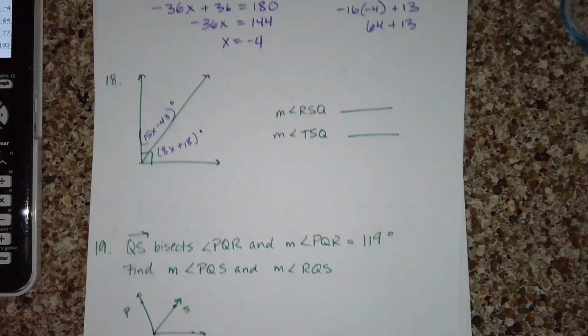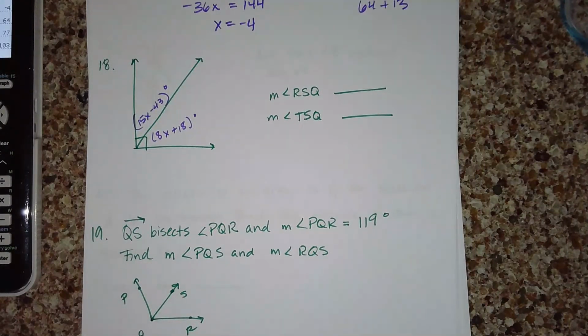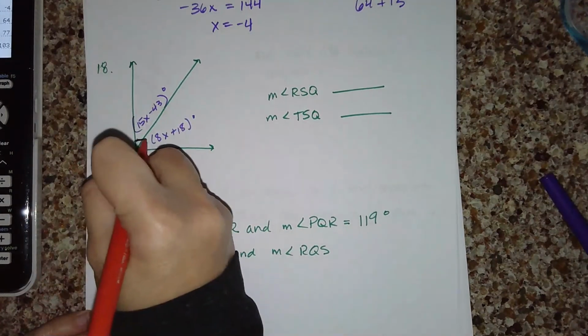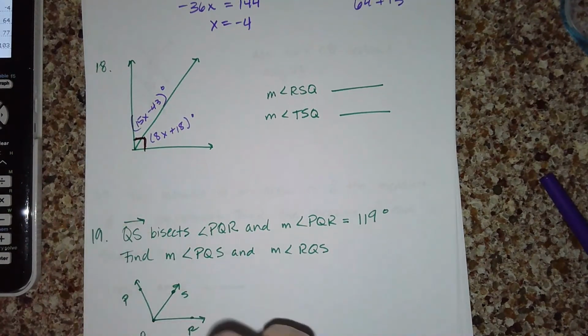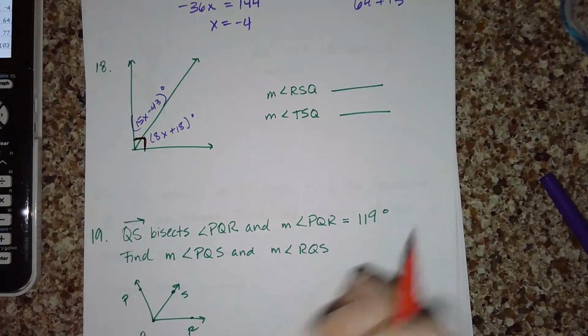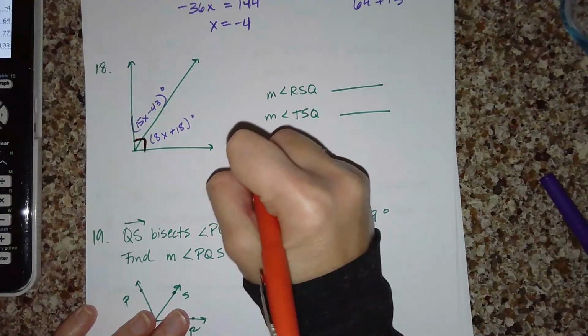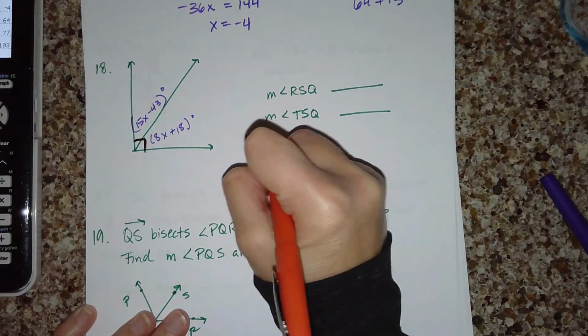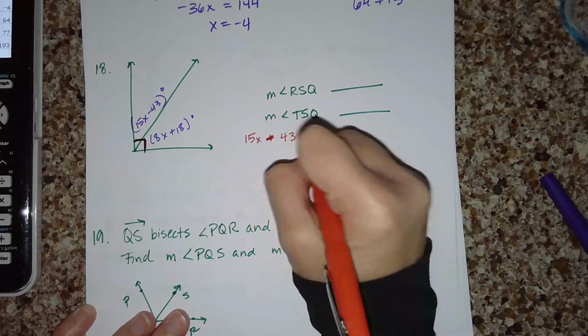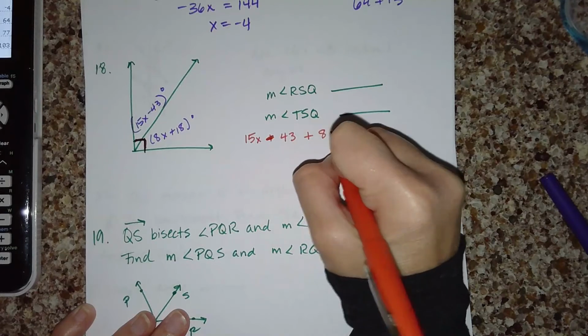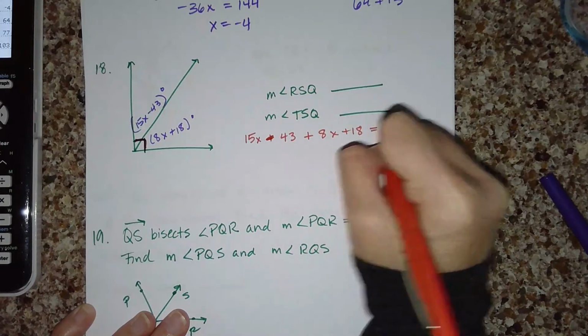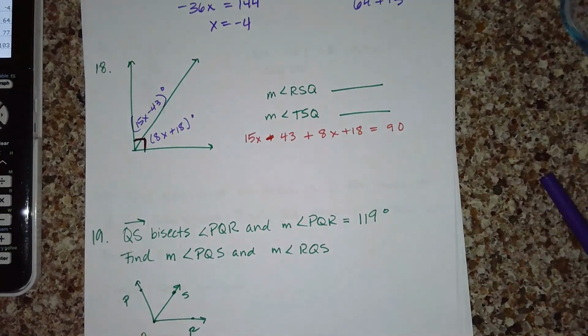All right, let's do the next one. I have noticed that these two angles are complementary, and you might ask how I knew that, and that's because of this little right angle symbol. So those two angles are complementary, which means they add to 90 degrees. So I would do negative 43 plus 8x plus 18 equals 90.